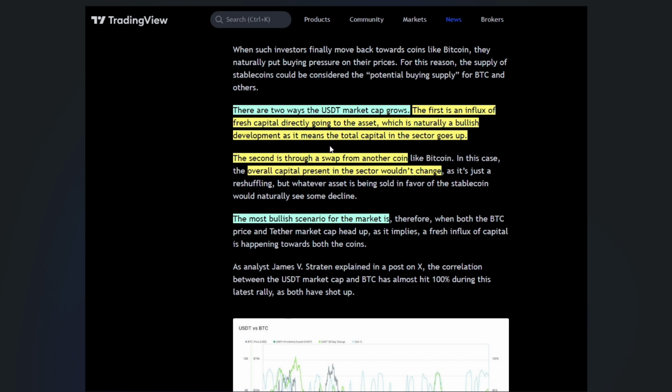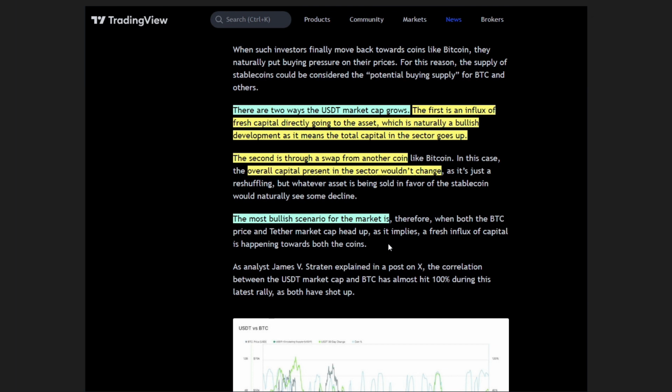Now, the second way USDT market cap grows is through a swap from another coin. So if you're in a coin, whether it's Bitcoin, Ethereum, or another altcoin, and you sell it, well, you get back USDT. And the overall capital present in the sector wouldn't change. It's just reshuffling the money. And of course, the coin that you close the trade, more than likely that coin's going to go into a decline because you're selling the coin, unless you're selling it at a profit. Now, the more bullish scenario is when both Bitcoin and USDT market cap go up. And what that means is more people are buying USDT so they can buy Bitcoin.